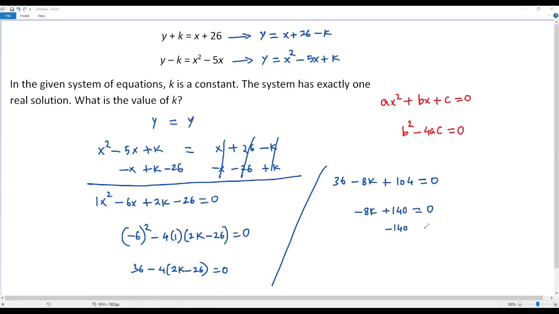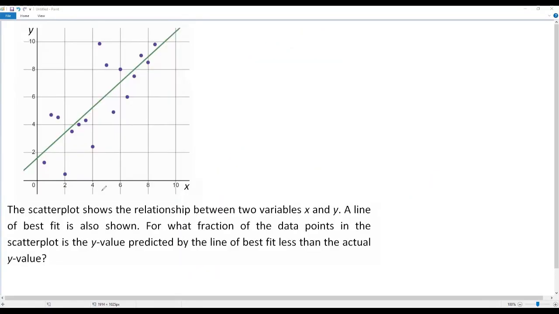Now let me subtract 140 from both sides of the equation. Then this positive value and negative value will cancel out. Then I'm getting negative 8k equals to negative 140. Let me divide both sides of the equation by negative 8. Then this negative 8 will cancel out. This negative will cancel out. I'm getting k on the left side. On the right side, when I divide 140 by 8, I'm getting 17.5. Here I got the value of k. It is 17.5.